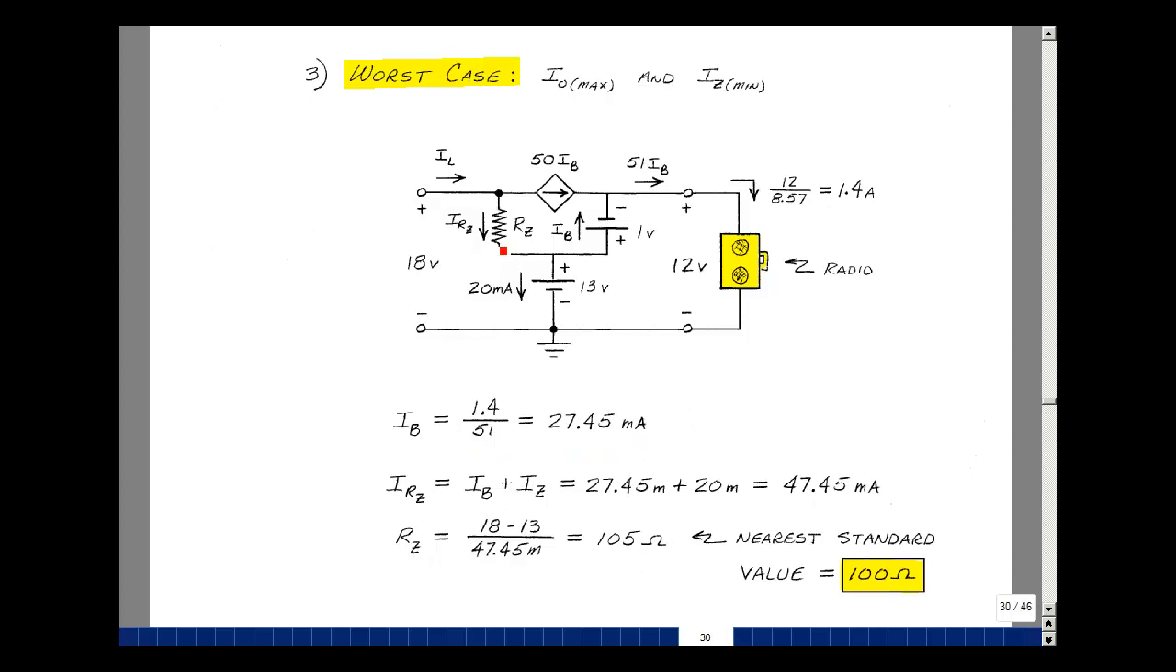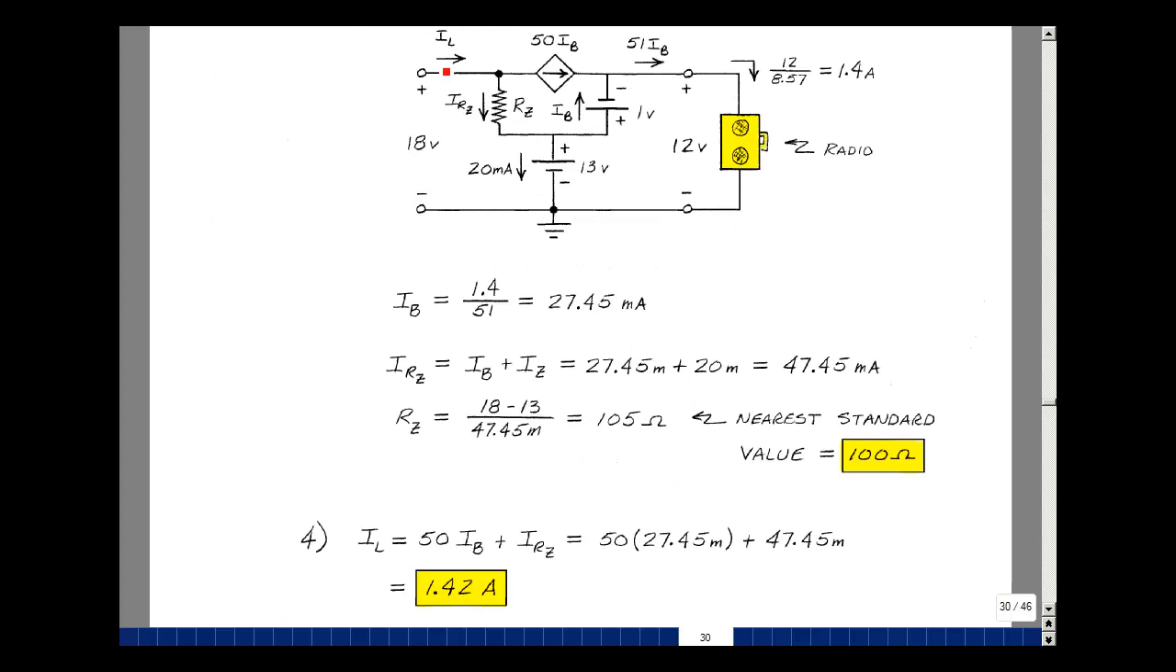I sub RZ is the current entering the node. What's leaving is the base current and the Zener current. The base current is 27.45 milliamps, and we're letting the Zener current be the minimum of 20 milliamps. It's 47.45 milliamps. This resistor then would be the voltage across it divided by the current. That's 18 volts minus 13 divided by 47.45 milliamps, and that's 105 ohms. The nearest standard resistor is 100 ohms.